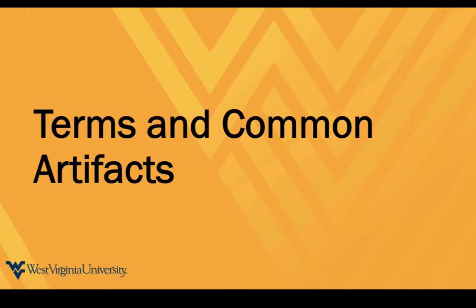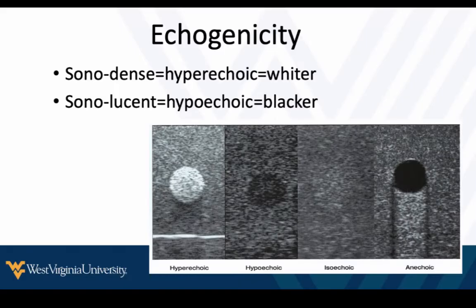So next, there are a few other modes that we use in some other special areas, but for our intro, we're not going to talk about those. A few, just the basic terms and common artifacts that I want you to be familiar with. Probably the most important term is echogenicity. So you'll hear us talk about what structures look like. Are they echo-dense, sono-dense, or hyperechoic? That usually means they're more white. And if we say hypo-dense or hypoechoic, then that usually means they look more black.